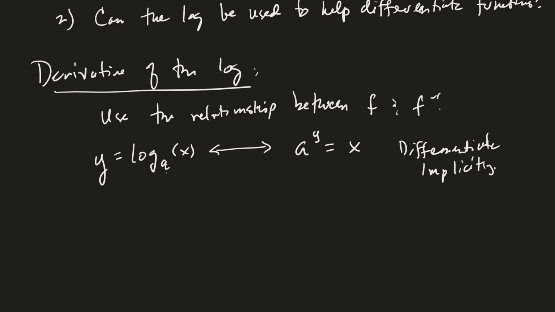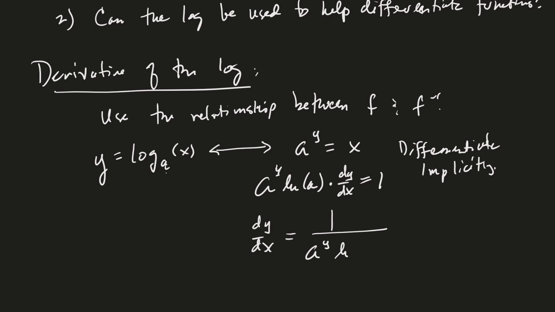Do you remember the derivative of a to the x power? The derivative of a to the x is a to the x times the natural log of a. So in this case we have a to the y times the natural log of a, but then we also have to multiply by the derivative of the inside function, by the chain rule. So dy over dx equals 1, and therefore dy over dx is equal to 1 divided by a to the y natural log of a.